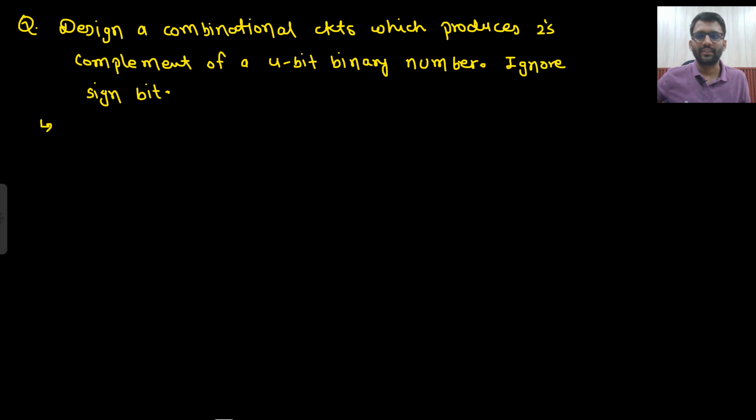Let's move towards our next design example. What you need to do is produce the 2's complement of a 4-bit binary number, ignoring the sign bit.